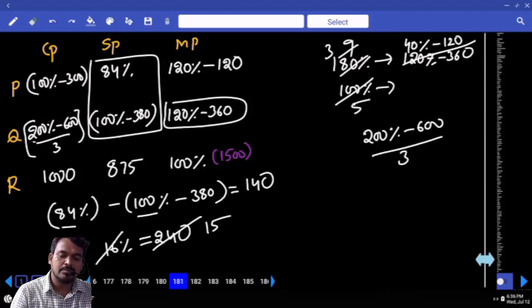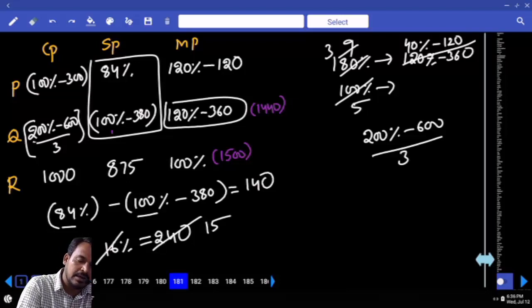What is the 120% minus 360? 1400, 40, so 1440. 100% minus 380: 1500 minus 380 is 1120. Q cost price 200% minus 600. That is 3000 minus 600, means 2400. By 3 means 800.